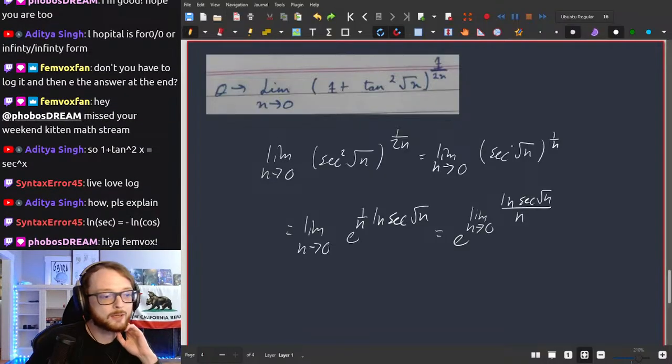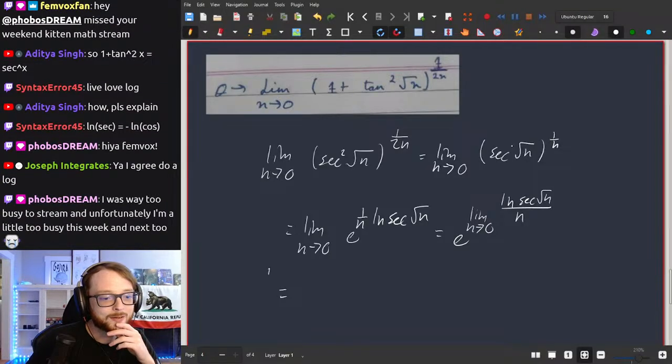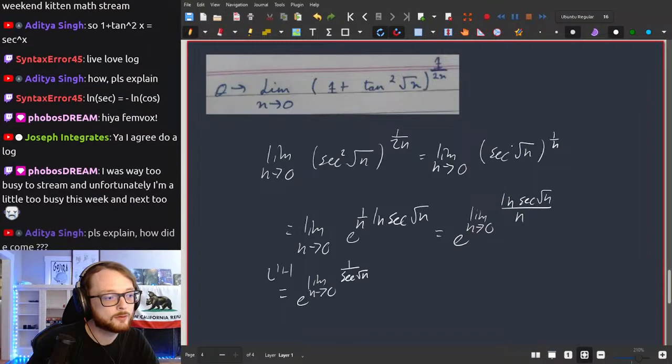Minus ln cosine. But yeah, from here you can do L'Hopital's now. So the derivative of the numerator, 1 over secant root n.